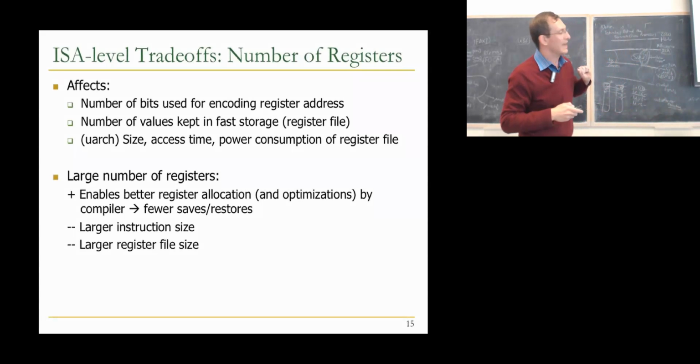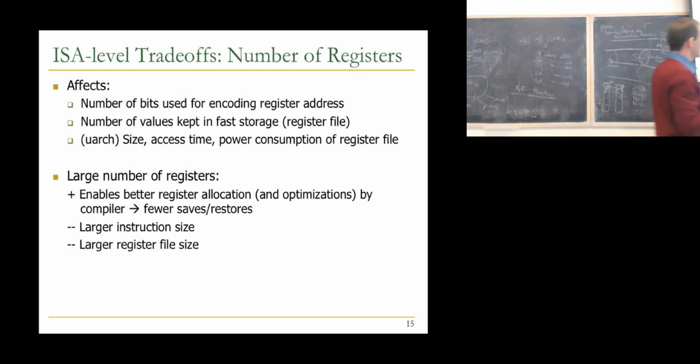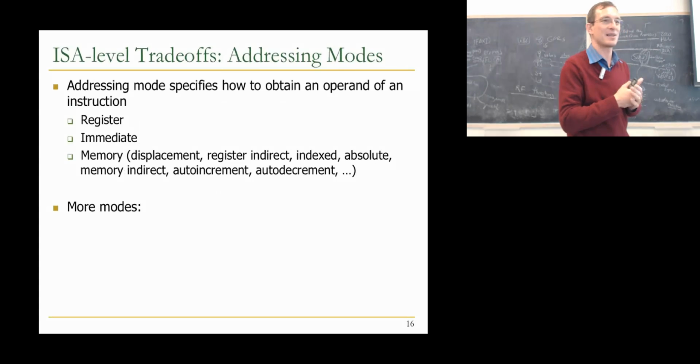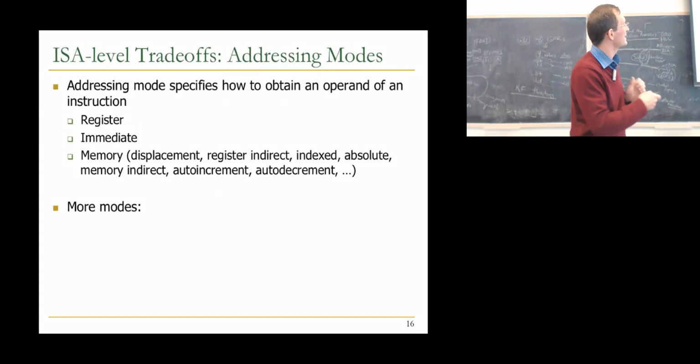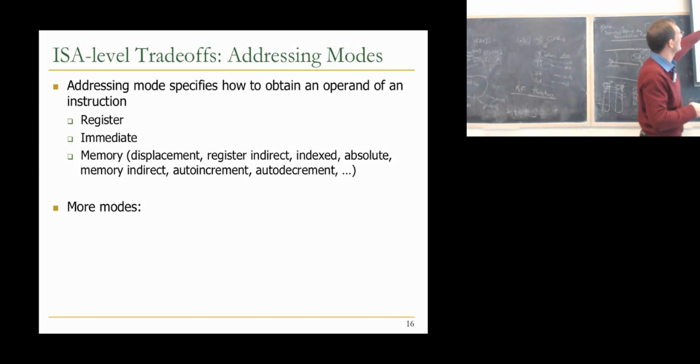Okay. Addressing modes, I'll discuss this a little bit, and then we'll take a break. I promise that I will discuss this. This is definitely an interesting topic. Basically, addressing mode specifies how to obtain an operand of an instruction. We talked about register addressing mode, immediate addressing mode. Basically, this is the value in the register, the value in the immediate location in the instruction. And there are many memory addressing modes. We've discussed some of them, so I'll go over this relatively quickly.